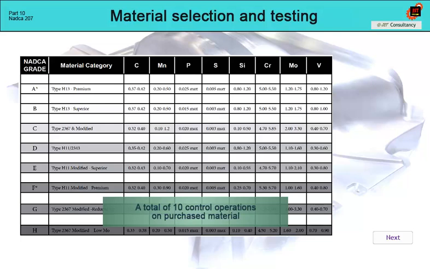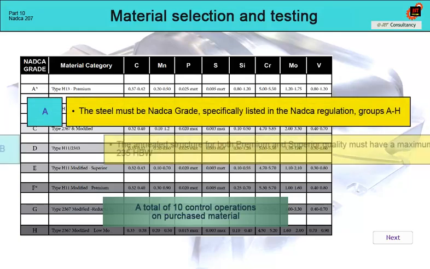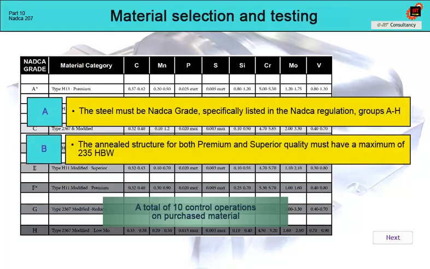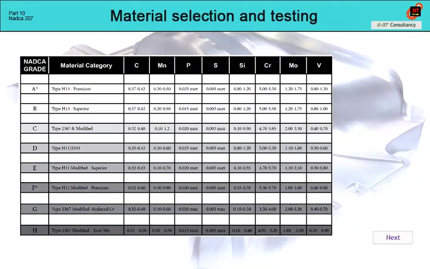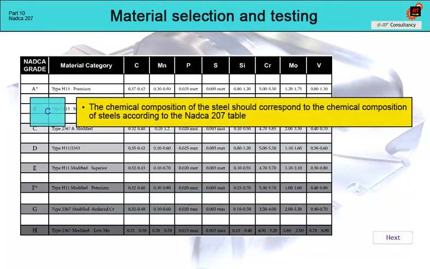Condition A. The steel must be NADCA grade, specifically listed in the NADCA regulation, groups A to H. Condition B. The annealed structure for both premium and superior quality must have a maximum of 235 Brinell. Condition C. The chemical composition of the steel should correspond to the chemical composition of steels according to the NADCA 207 table, especially the content of undesirable elements, phosphorus and sulfur, should be observed. All other alloys should be within the permitted tolerance band.